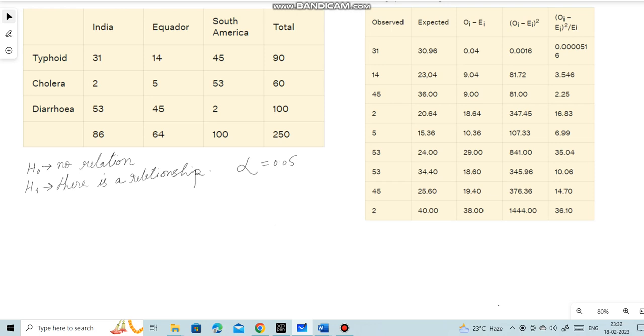Now the null hypothesis, coming back to it, should always be the status quo. In this case, that would be no relationship. The alternate hypothesis would be the opposite of that.